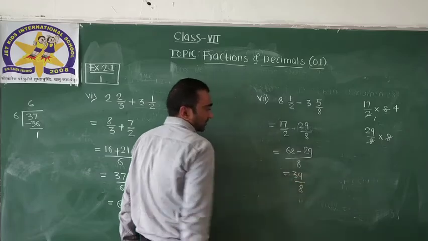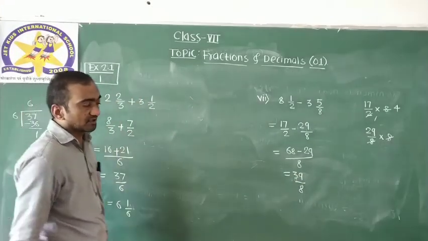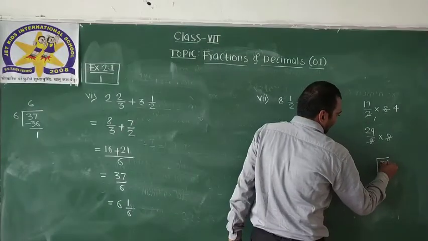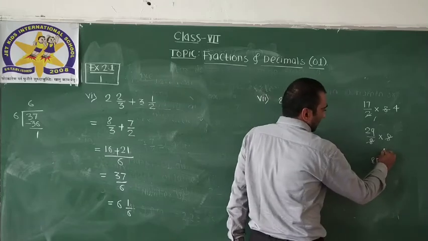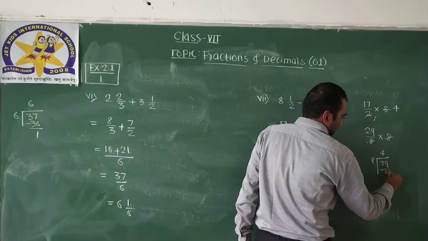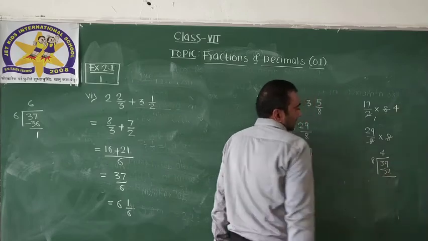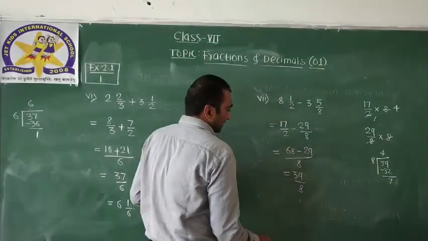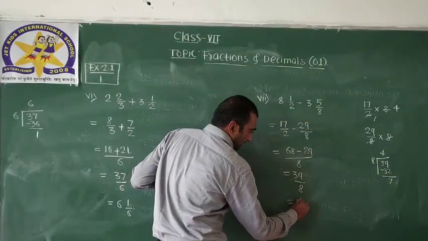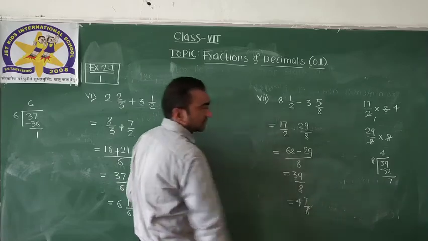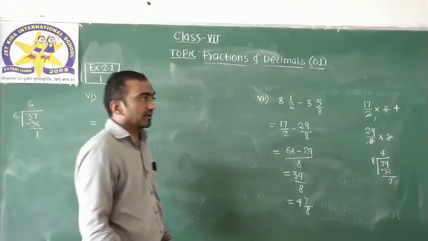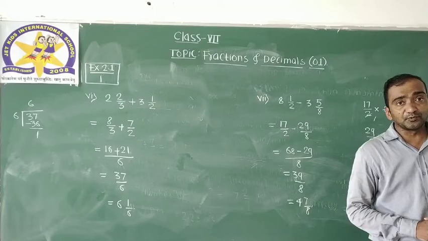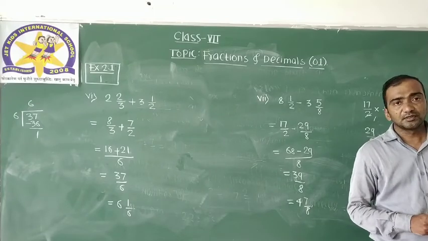39 by 8 can be represented in mixed fraction form. Divide 39 by 8. 8 4s are 32. 39 minus 32, 7. So the final answer is 4 integer 7 by 8. Okay? Here we complete the first question of exercise number 2.1. I hope you understand. Very easy questions to simplify.